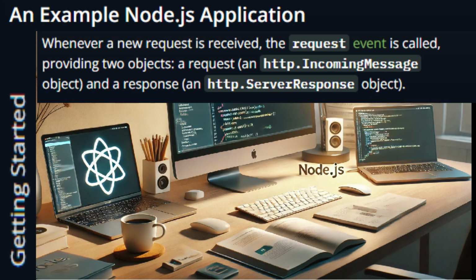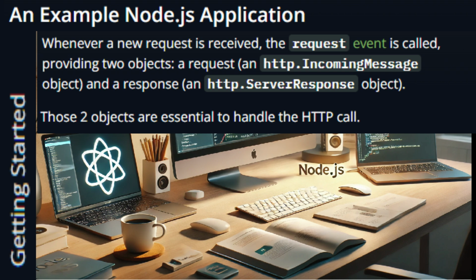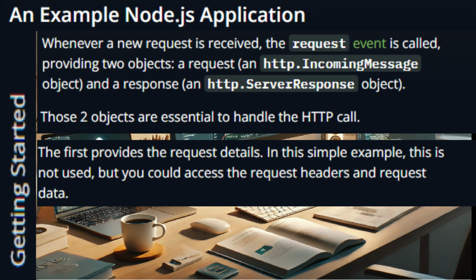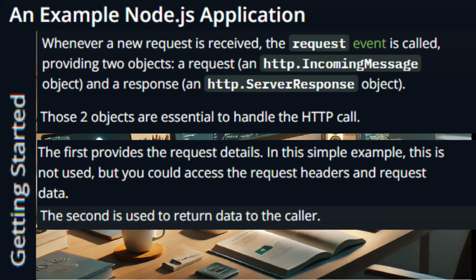Whenever a new request is received, the request event is called, providing two objects, a request, an HTTP message object, and a response, an HTTP server response object. Those two objects are essential to handle the HTTP call. The first provides the request details. In this simple example, this is not used, but you could access the request headers and request data. The second is used to return data to the caller.